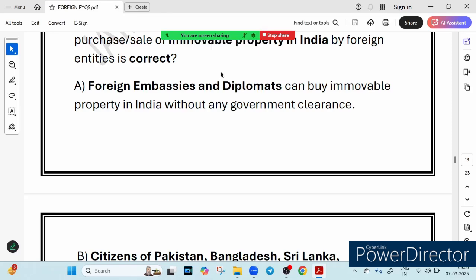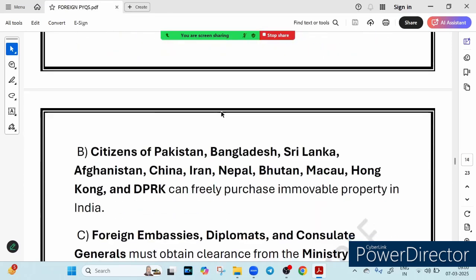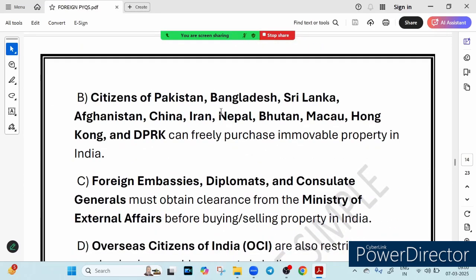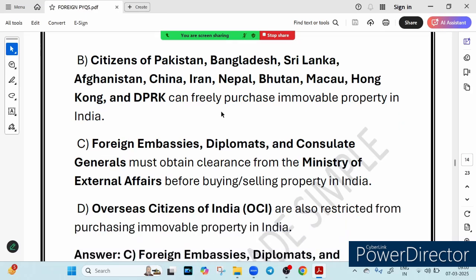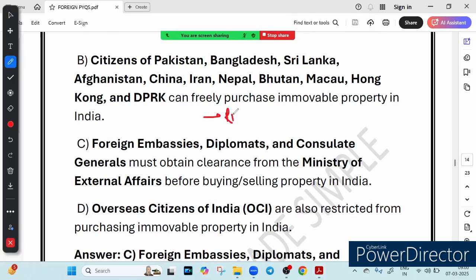So this is incorrect. Option B is also incorrect, because citizens of countries like Pakistan, Bangladesh, Sri Lanka, Afghanistan, China, right, cannot acquire or transfer immovable property in India without prior approval from RBI. They must take prior approval from RBI, right? So the key point is that RBI approval is very much required. The third option, I think, is correct, because they must get clearance from the MEA, the Ministry of External Affairs, before buying property. That is the point.